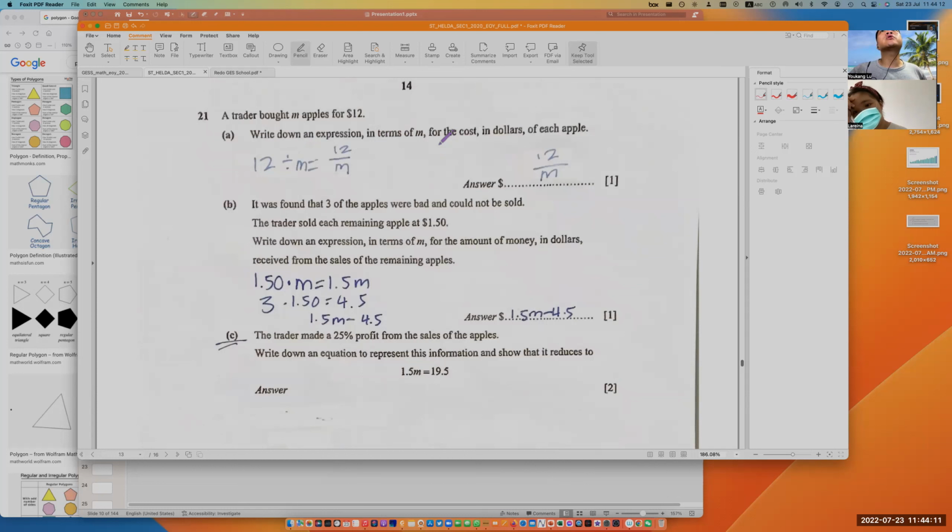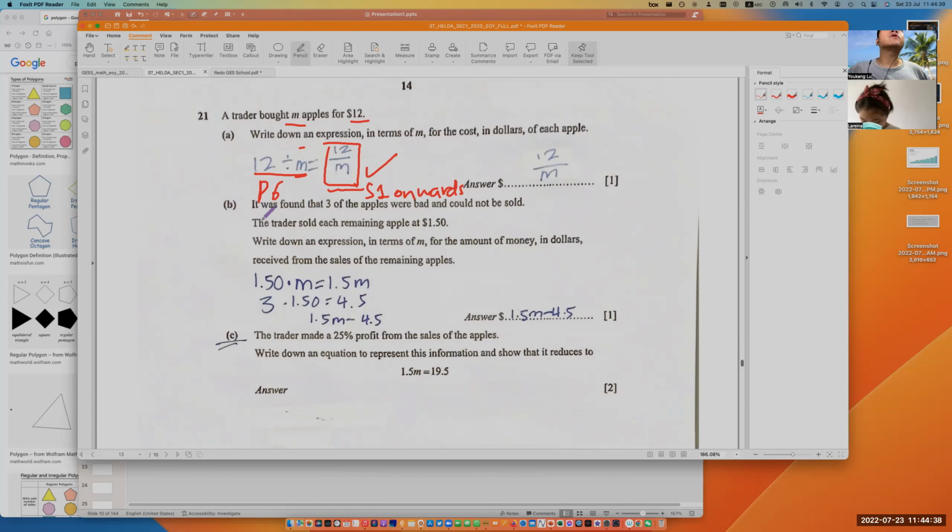Write down an expression in terms of m for the cost of each apple. So m apples, 12. Yes. By the way, you are supposed to write in this format. No more this format already. This format is P6. This format is Set 1 and onwards. So now you are already in Set 1, so you need to start to use this.